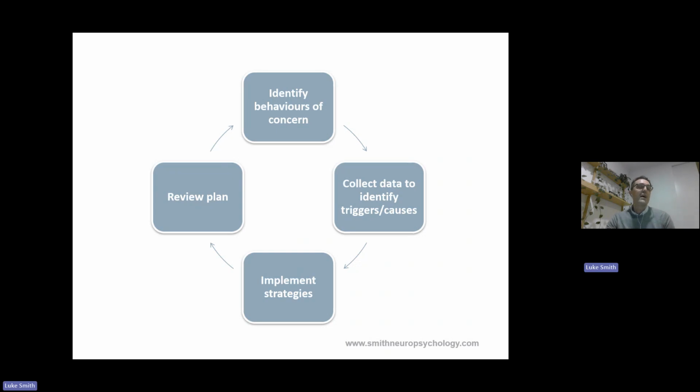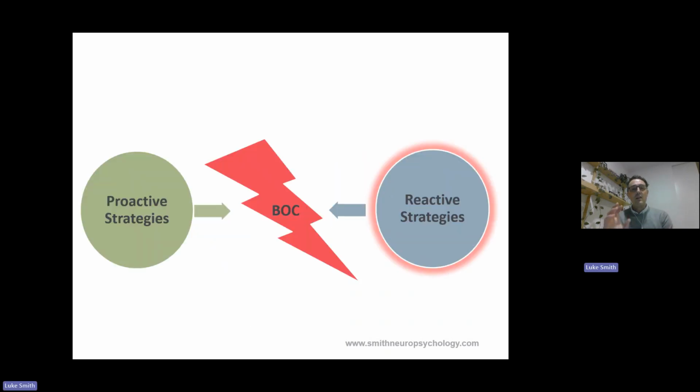This is just a general way that we think about behaviour support, but you may also notice this is just a general way that we solve problems. There are two different types of strategies that we can use with behaviours of concern. There are proactive strategies, which are strategies we put in place to try and reduce the risk of a behaviour of concern happening. But the ones we're going to look at today, because I would argue this is where we live most of the time, is reactive strategies.